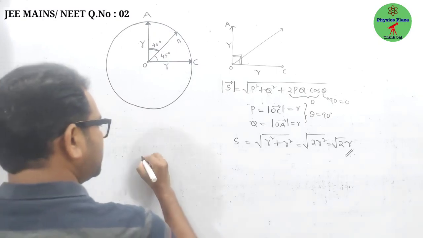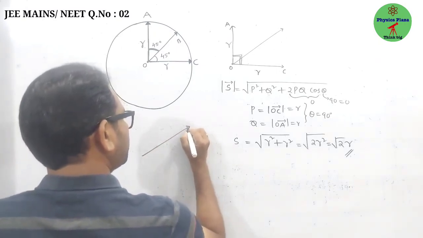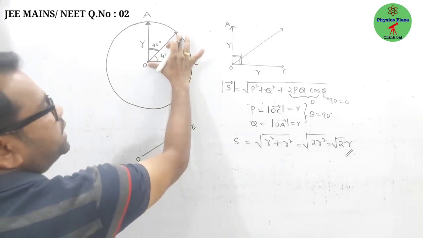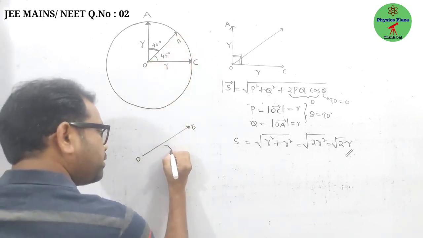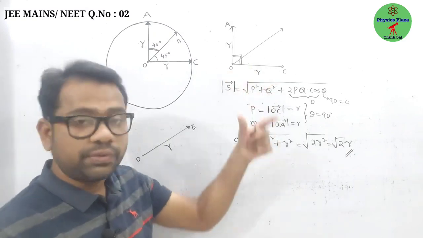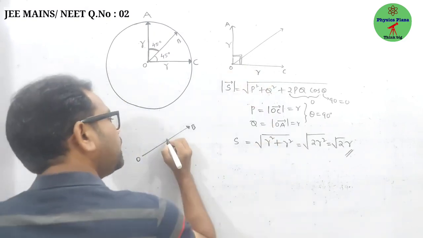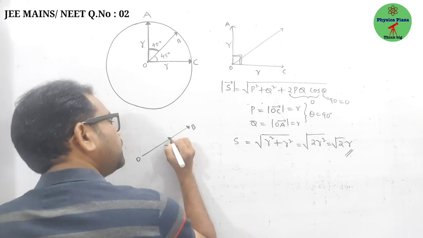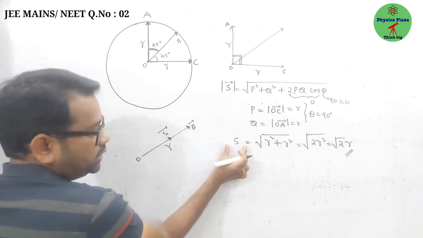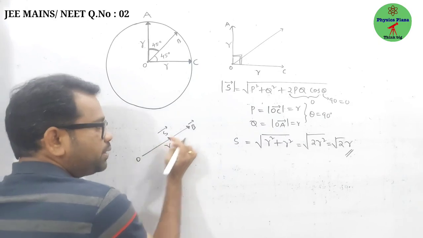Look here, this is the OB vector. This OB is nothing but the radius of the circle, so definitely its magnitude is also R only. Now the resultant vector of OA and OC which we got is also in this direction only. So vector S and vector OB are in the same direction.